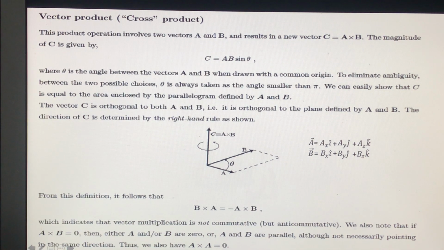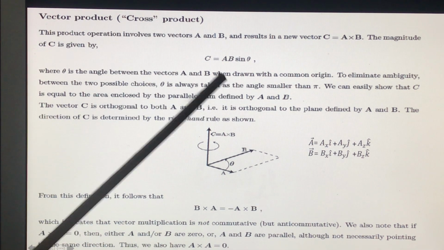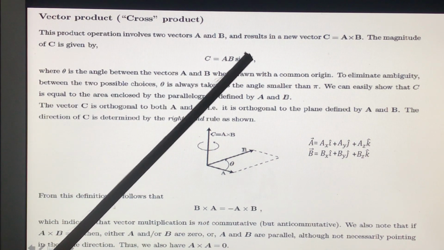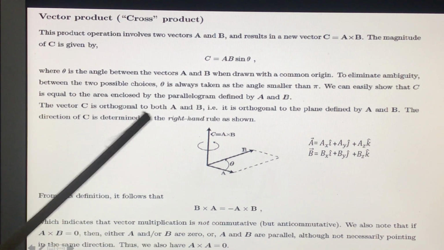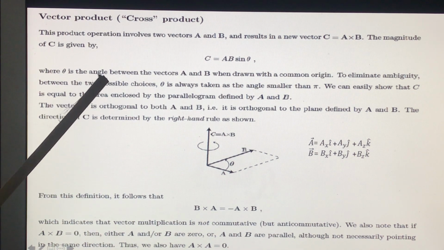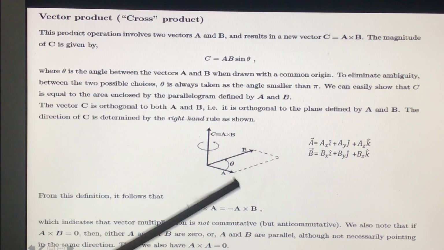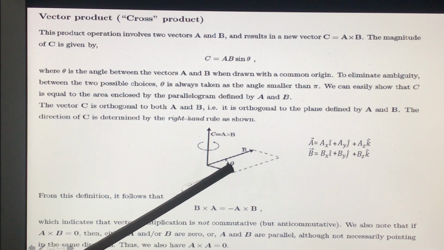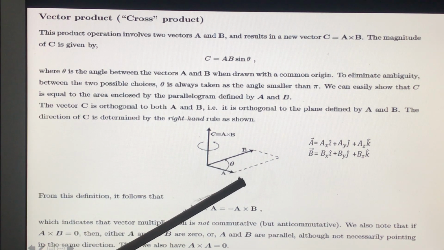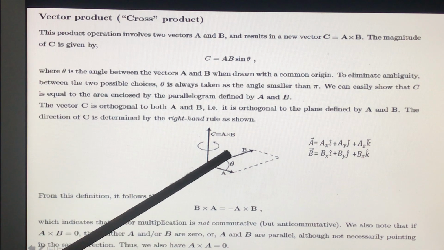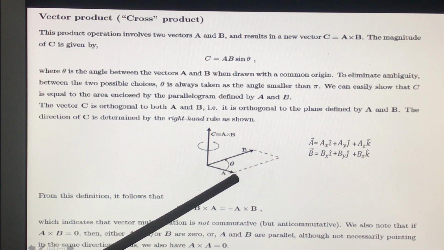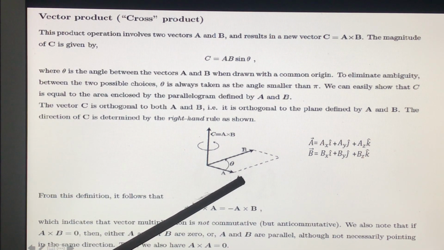Okay, so the next important condition is that if A cross B is equal to 0, then what does it mean? Either A is equal to 0 or B is equal to 0, or since the magnitude is AB sine theta, if theta is equal to 0, then A cross B is also equal to 0. When theta is equal to 0, that means the angle between A and B is 0. That means A and B vectors are parallel. Okay, so the cross product between two vectors when they are parallel to each other is equal to 0.